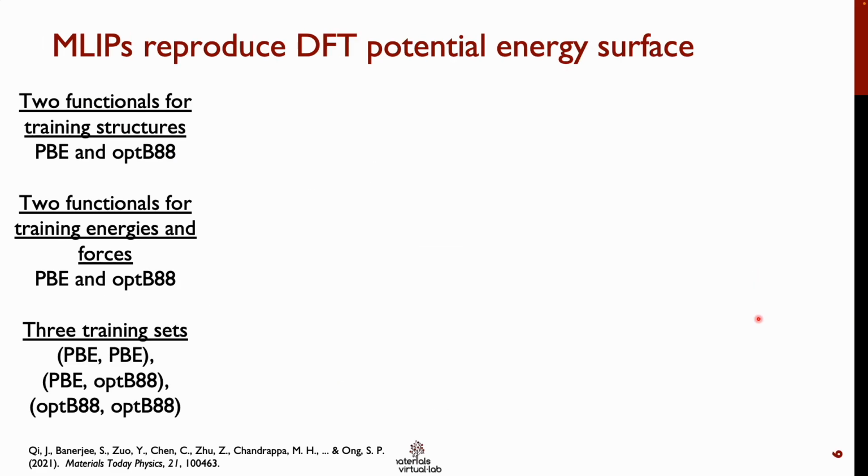Here I want to stress that by this workflow, for the three systems, we have two functionals considered, the PBE functional and the OPTB88 functional. We use two functionals to generate training structures and two functionals to generate the training energy and forces. Then we have three training sets. The functional labeled in front of the comma is the functional we use to generate the structures, while the functional after the comma is the one we use to generate the training energy and forces.